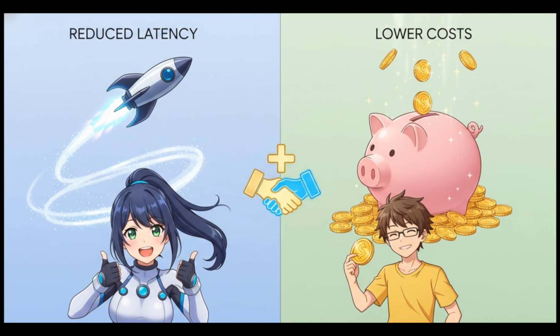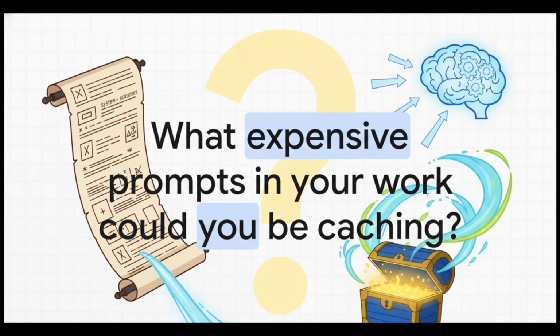It's a total win-win. So the big takeaway here is to start looking at your own applications. Are you sending the same big system prompt, the same document, the same set of examples over and over again? If you are, then structuring your prompts to take advantage of caching is probably one of the biggest and easiest performance wins you're going to find. So I'll leave you with this. What expensive prompt in your work could you be caching right now?